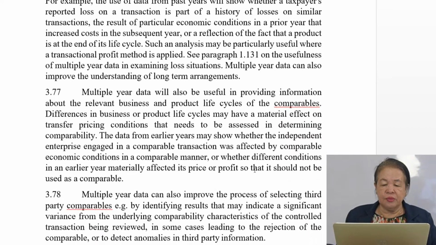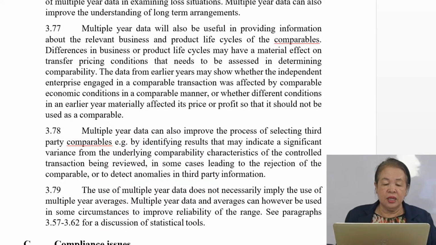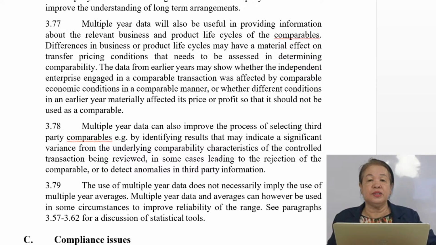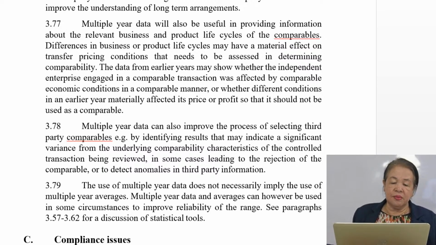Multiple year data will also be useful in providing information about the relevant business and product life cycles of the comparables. Itong product life cycles ng comparables, especially sa pharmaceutical companies, especially if what you are comparing is the product, and then the product is under the patent, no, in the IPO, that life cycle of the product is 20 years, because after 20 years it will become off patent. No? So differences in business or product life cycles may have a material effect on transfer pricing conditions that needs to be assessed in determining comparability, no?